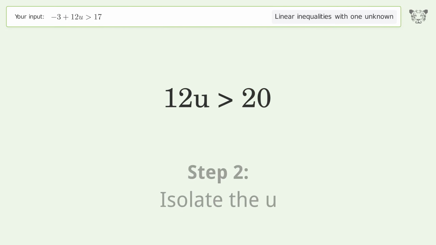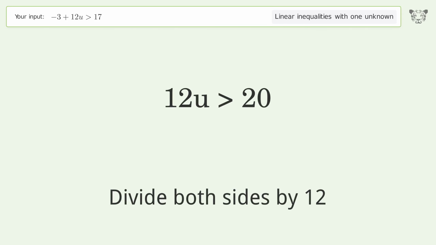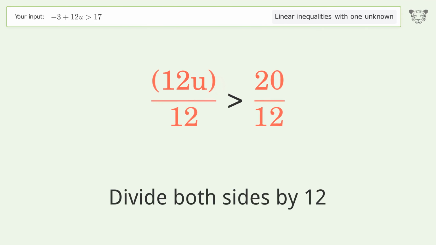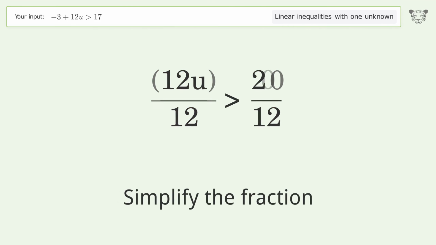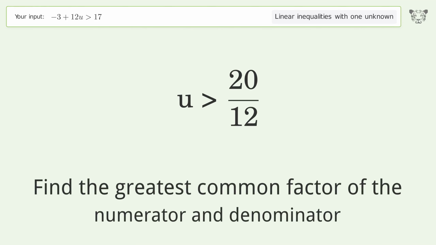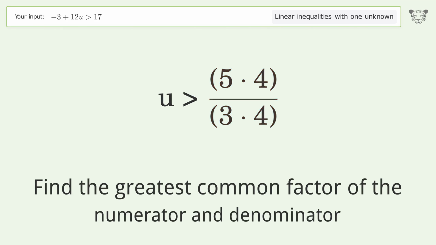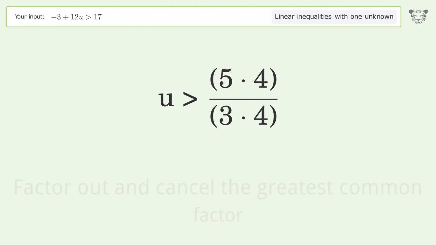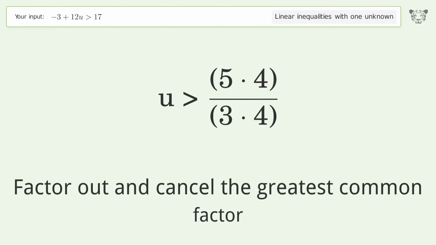Isolate the u. Divide both sides by 12. Simplify the fraction. Find the greatest common factor of the numerator and denominator. Factor out and cancel the greatest common factor.